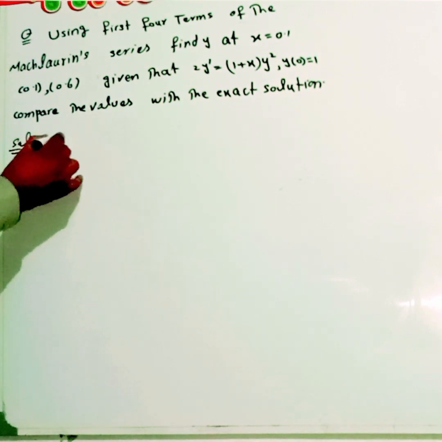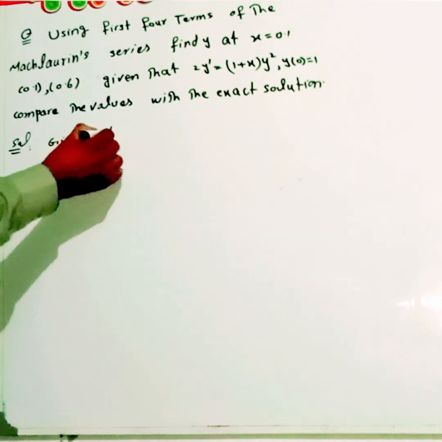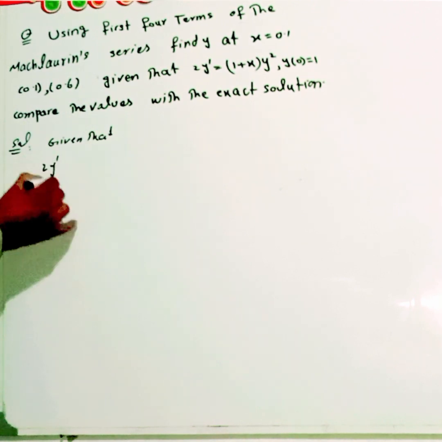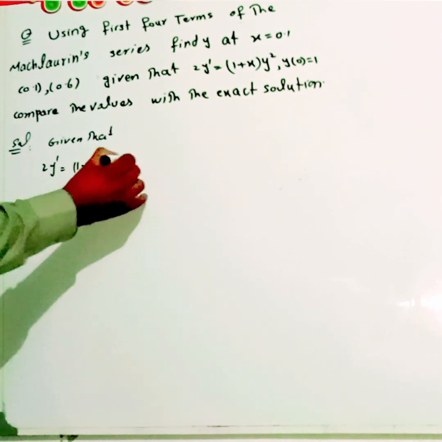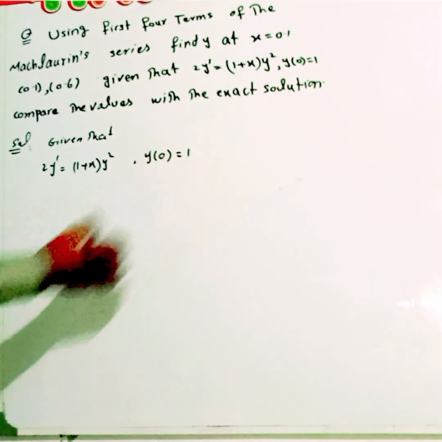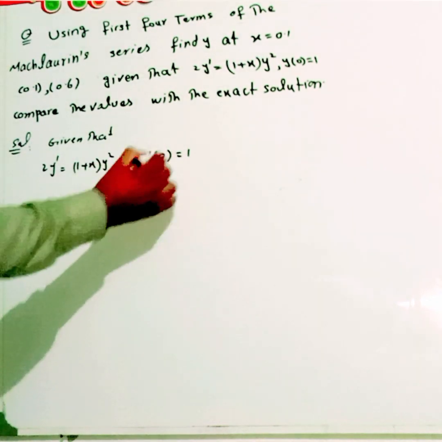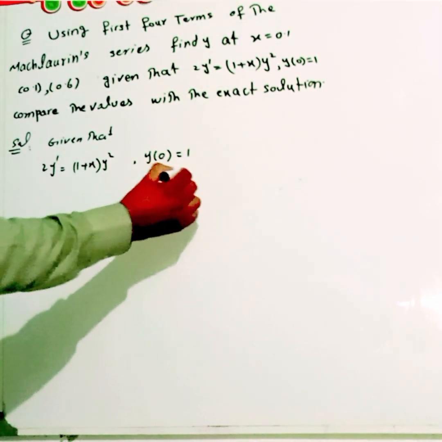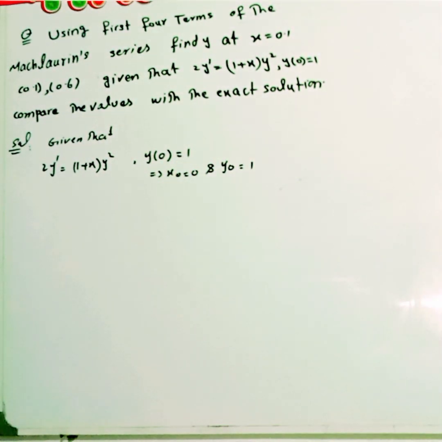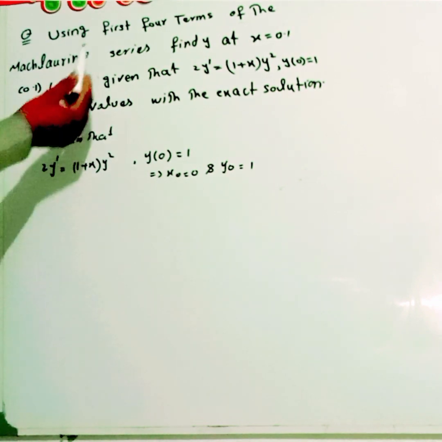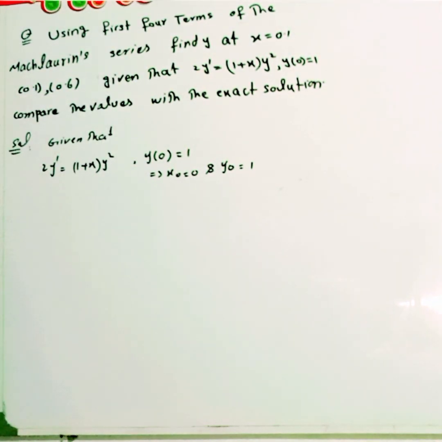Given that 2y prime is equal to (1 plus x) into y square, y of 0 is equal to 1. This condition implies that x naught is equal to 0 and y naught is equal to 1. Since we find 4 terms of the Maclaurin series, we have to take 2 more derivatives of this differential equation.